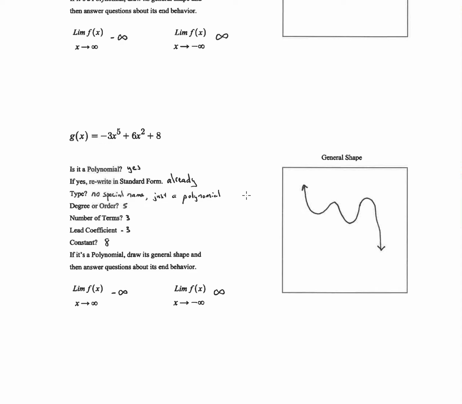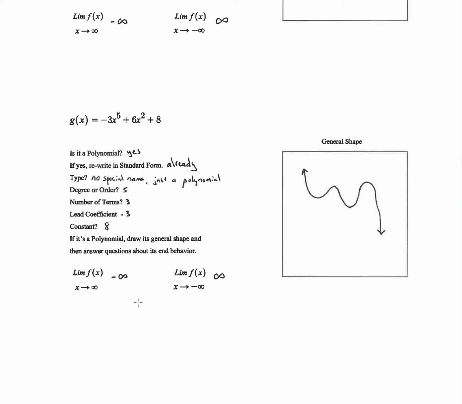So we know a negative x to the 5th has this general shape. They don't always have humps like that. Sometimes they're a little smoother, but they typically have those humps. The constant is 8. And if you look at it, what's happening to the right, it's going to be going down to negative infinity. What's happening to the left, it's going to be up to negative infinity again.